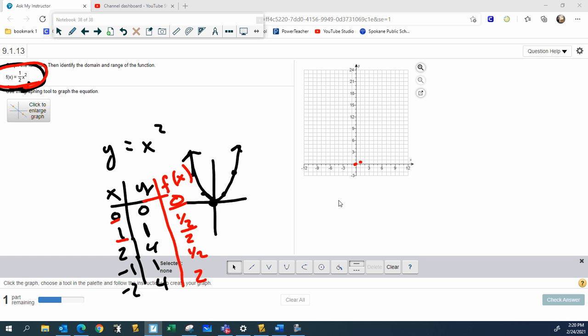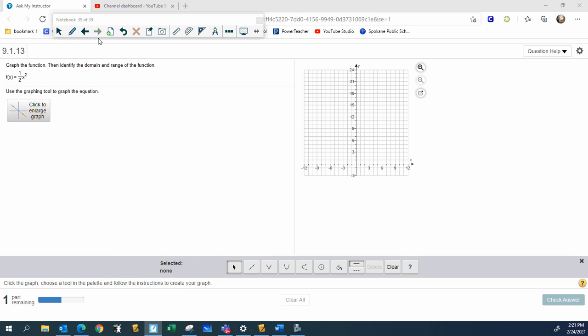I don't think it'll actually let me plot that point when I go to graph it. I'm graphing 2, 2 right there. And then I'm graphing negative 1, 1/2, negative 2, 2, right there. And then it'll actually create this parabola.